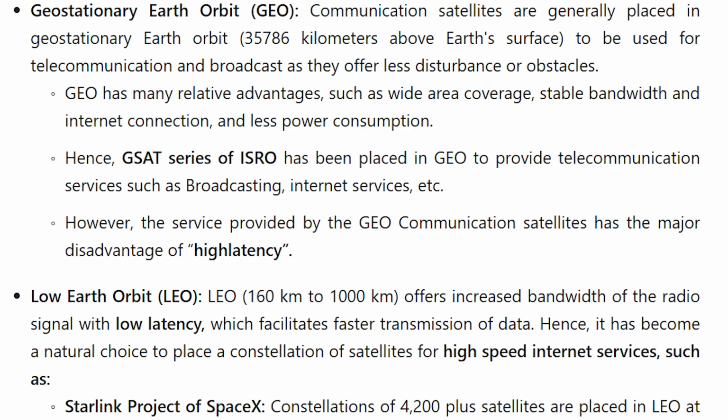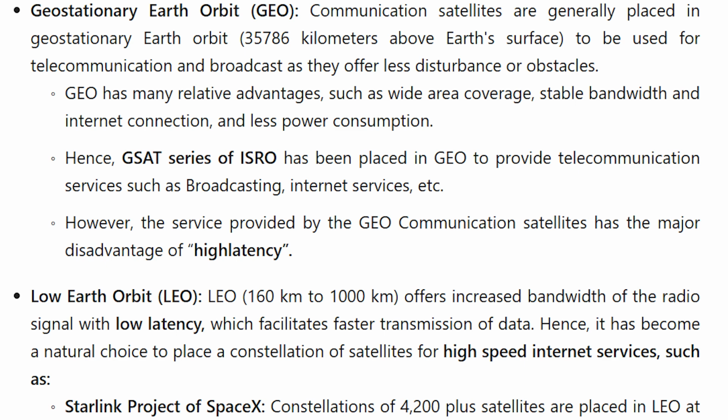Geostationary Earth orbit. Communication satellites are generally placed in geostationary Earth orbit, 35,786 kilometers above Earth's surface, to be used for telecommunication and broadcast as they offer less disturbance or obstacles. GEO has many relative advantages, such as wide area coverage, stable bandwidth and internet connection, and less power consumption. Hence, the GSAT series of ISRO has been placed in GEO to provide telecommunication services such as broadcasting, internet services, etc. However, the service provided by the geocommunication satellites has the major disadvantage of high latency.